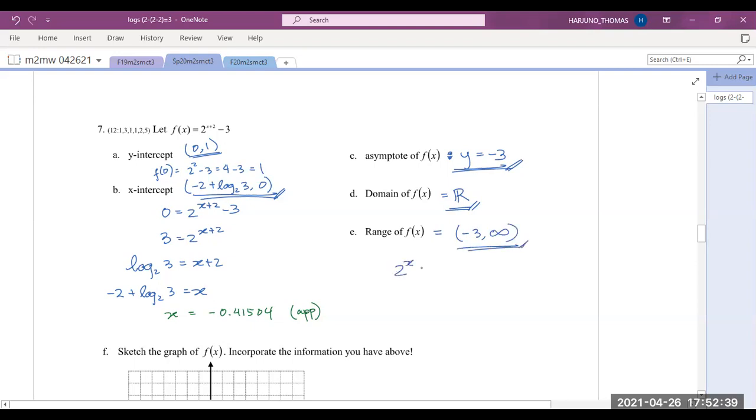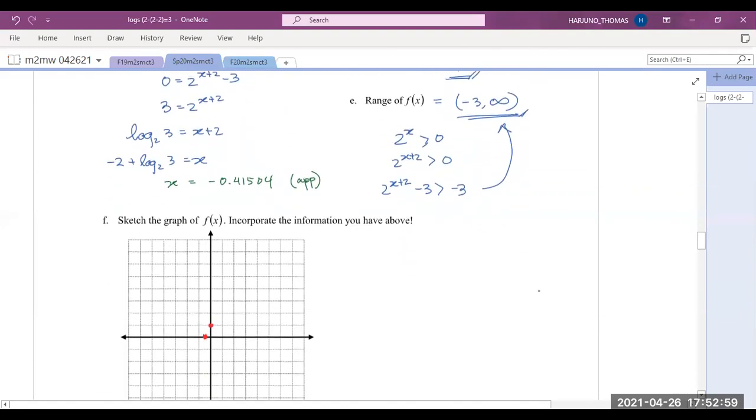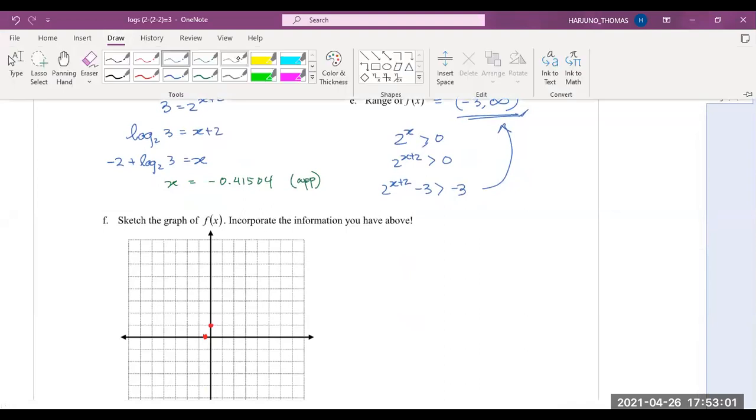Because 2 to the x has range greater than 0, moving it 2 units to the left will not change the range. Subtracting 3 will move the range down by 3 units. That's how we get that one. Now then, the asymptote is y equals negative 3.